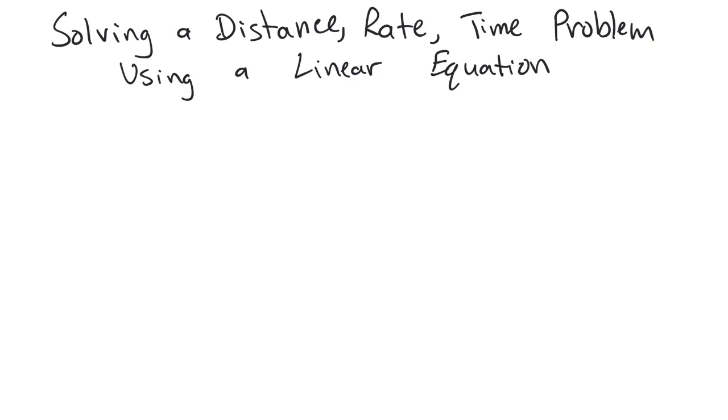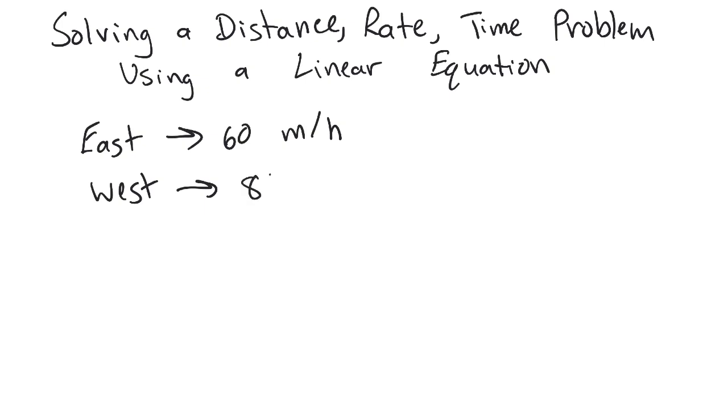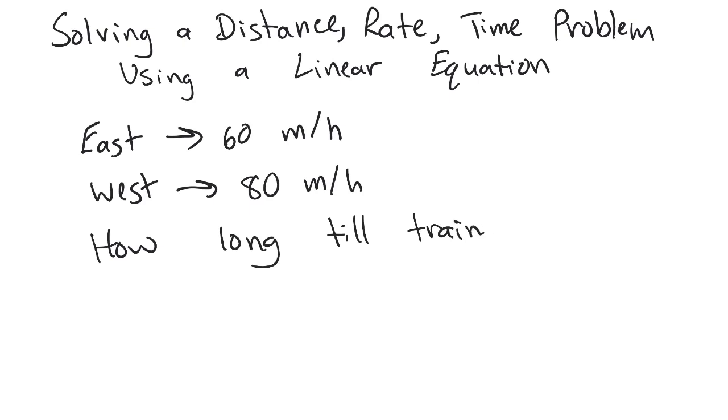So in this problem, we are dealing with trains. We have two trains that are leaving the same station at the same time. One is heading east, the other train is going west. The eastbound train travels at 60 miles per hour, and the westbound train is going 80 miles per hour. We want to know how long it will take till the trains are 392 miles apart.